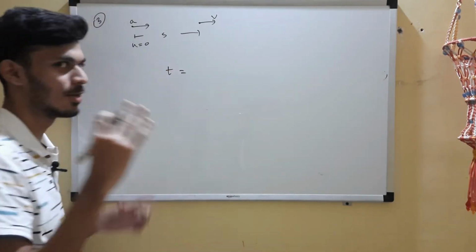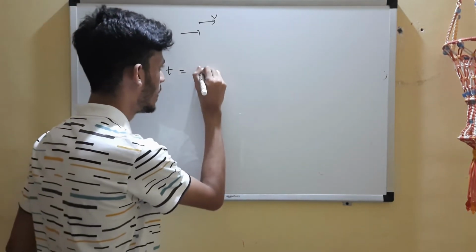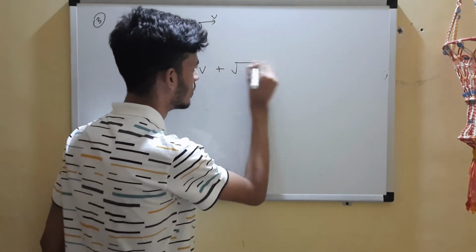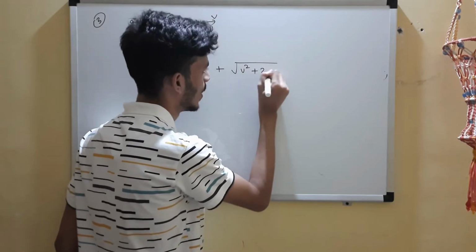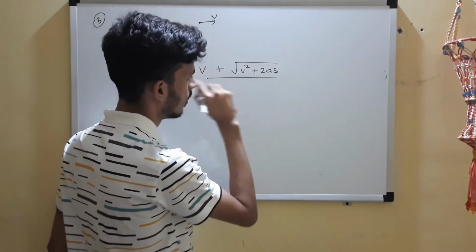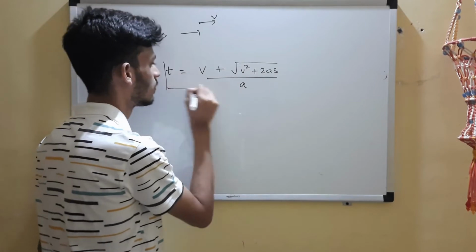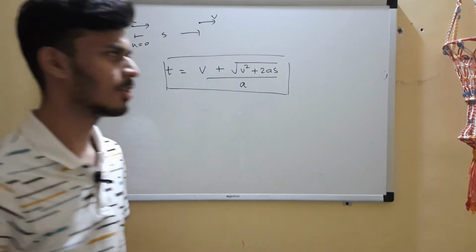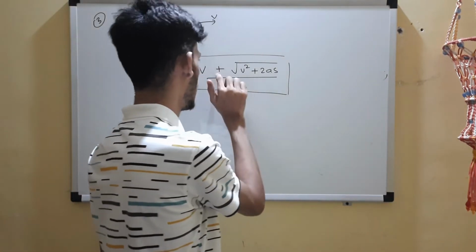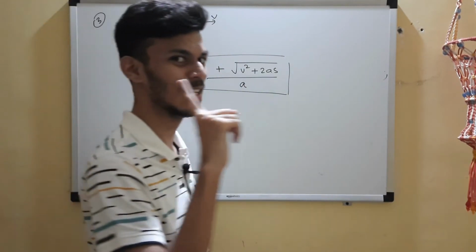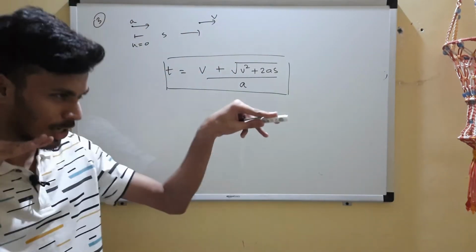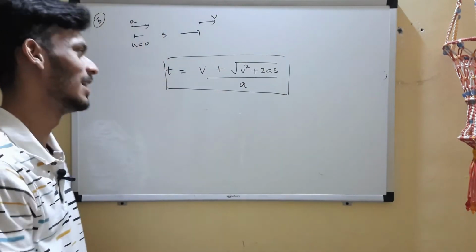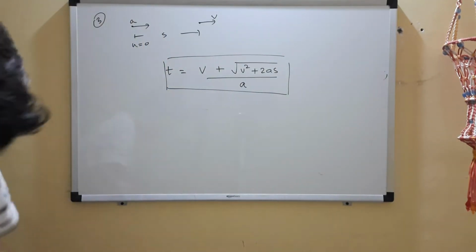It's quite similar to the previous one. Pay attention. V plus, no plus minus, v square plus 2as upon a. This is the formula which is similar to the previous one. Here there is no plus and minus, so they will meet only once, right? This will speed up, speed up, speed up, they will meet, and they will never meet again. So let's go for the problems.